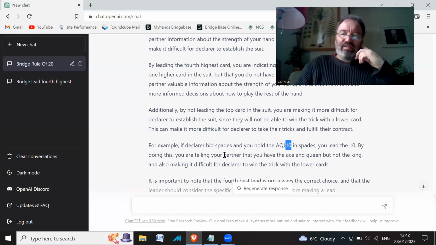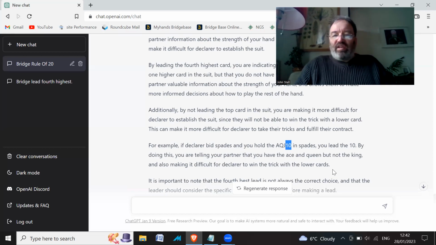Huh. Not sure about that. And also making it difficult for declarer to win the trick with the lower cards. Well, there's only one higher card. It's not a very good example, this.